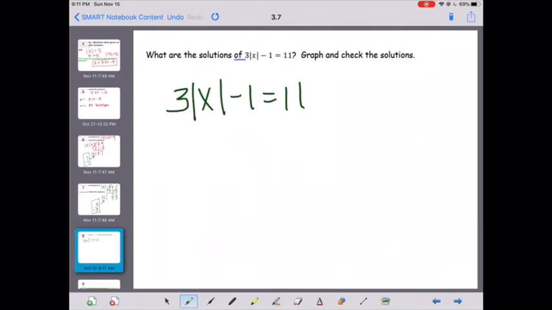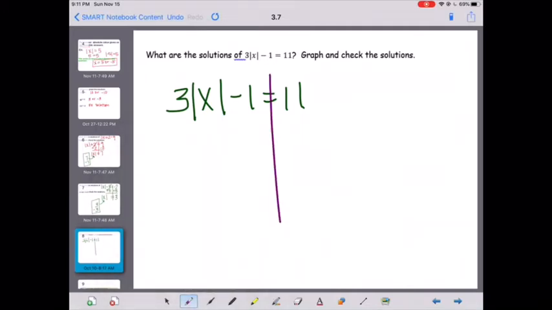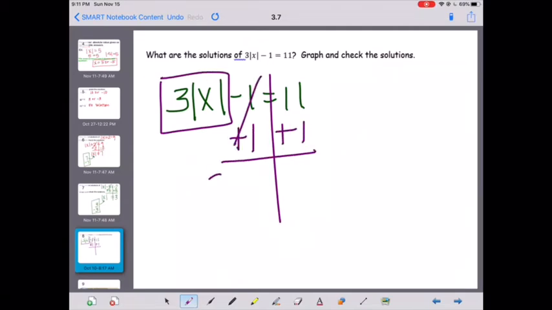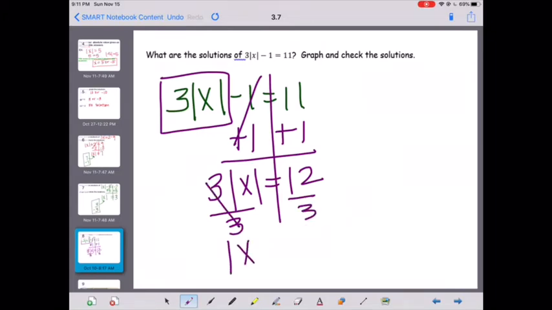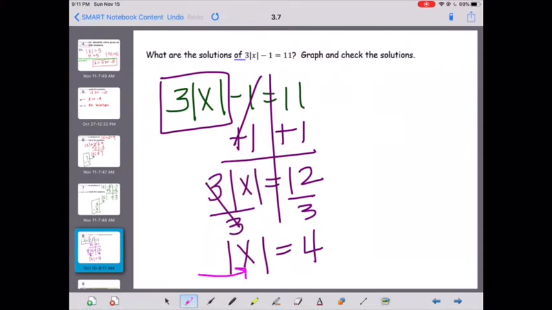Okay, what are the solutions of 3 times the absolute value of x minus 1 equals 11? Just like chapter 2 when we were solving equations, we need to make sure that we get everything away from the x first. So this is kind of like your couple. Let's get rid of the third wheel by adding 1. So I have 3 times the absolute value of x is equal to 12. Divide by 3. The absolute value of x has to be equal to 4.